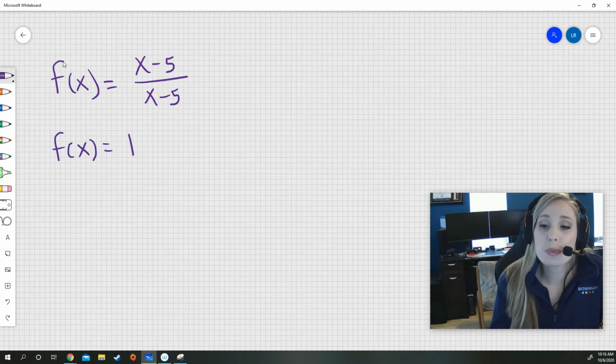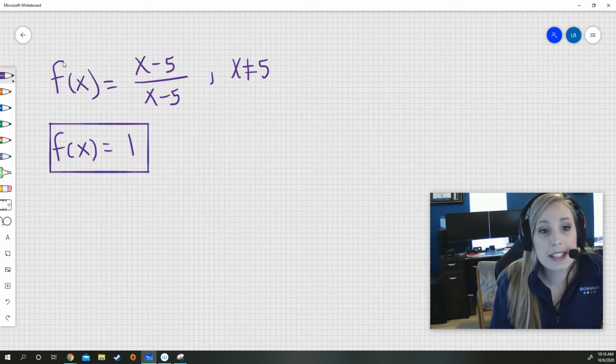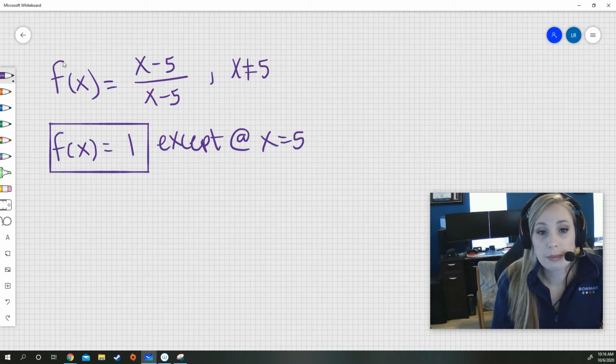Almost. There is one thing that we did not take into consideration, and that is this x minus 5 in our denominator. And what that's telling us is that x cannot equal 5. And so yeah, this graph is going to look like f of x equals 1, except at x equals 5. At x equals 5, we're going to have a little gap. We're going to have a hole.